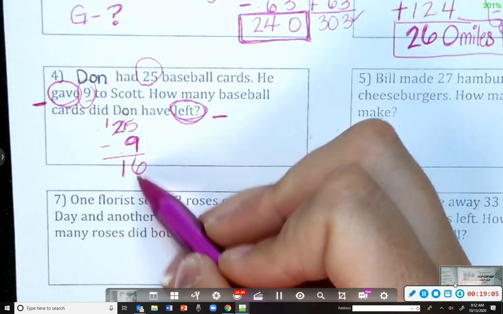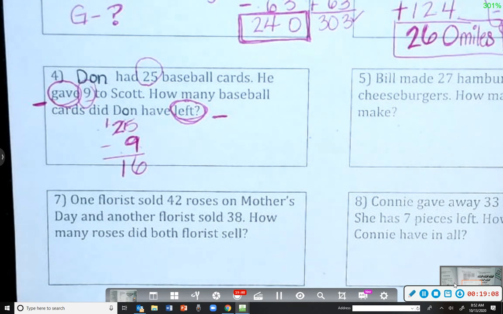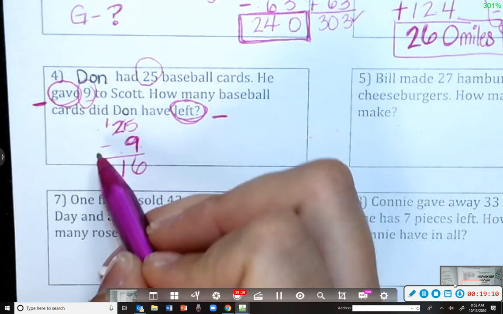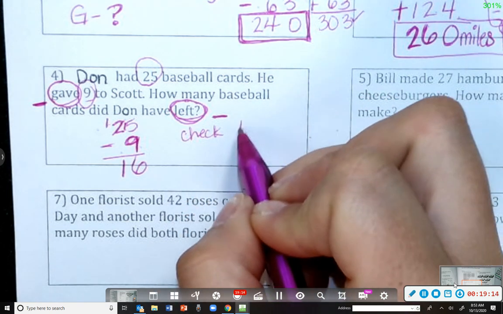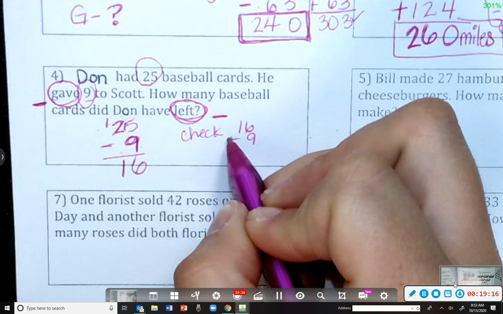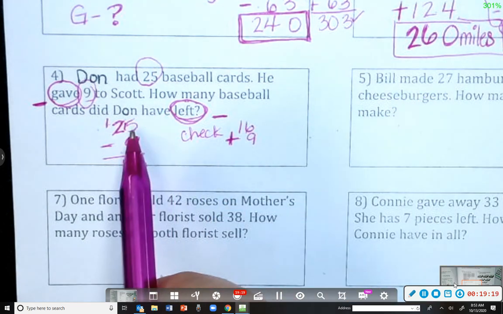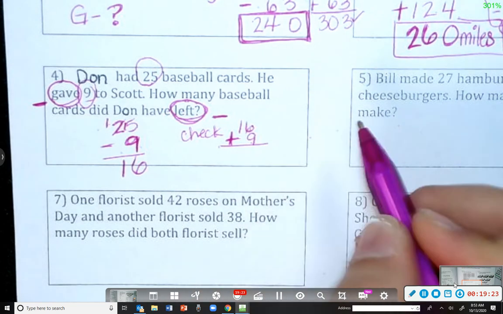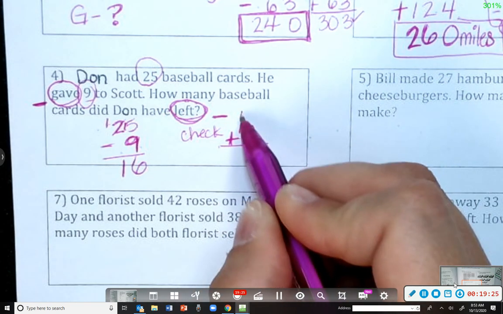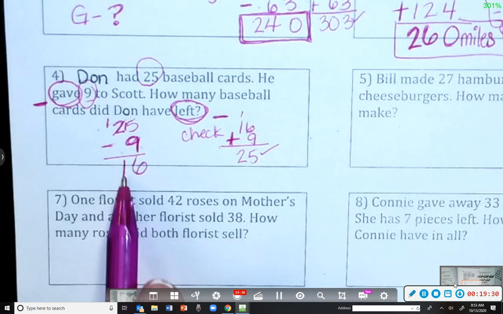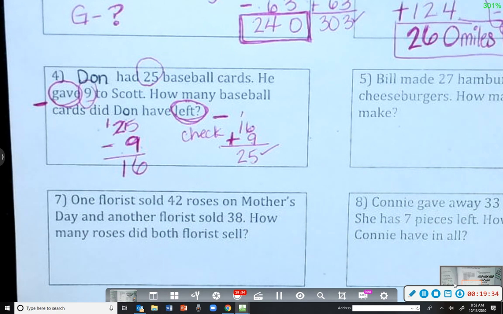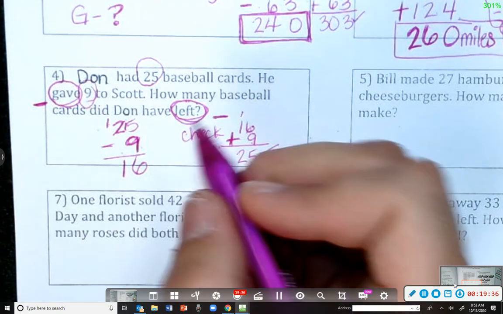So what do I do to check a subtraction problem? Kaylee? Good. So we're going to check real quickly. 16 plus 9, and it should end up coming out to equal this top number, 25. 6 plus 9 is 15. 1 plus 1 is 2. Okay? Now let's go back and box and label our answer. 16 what? Baseball cards.